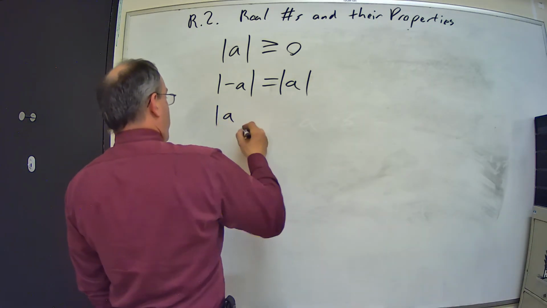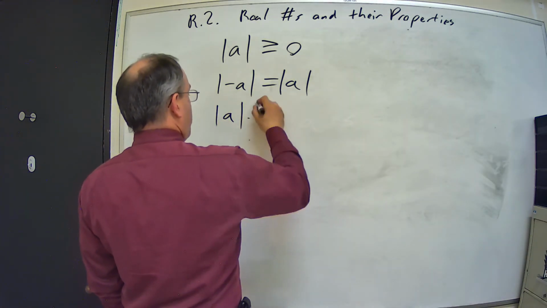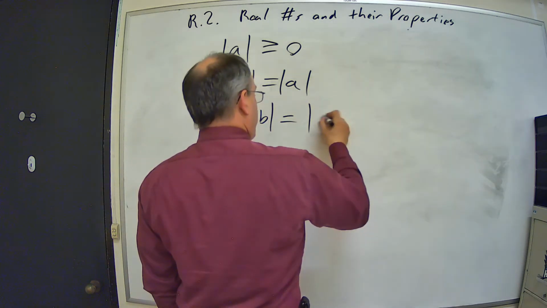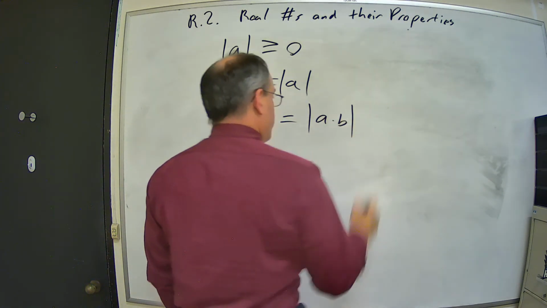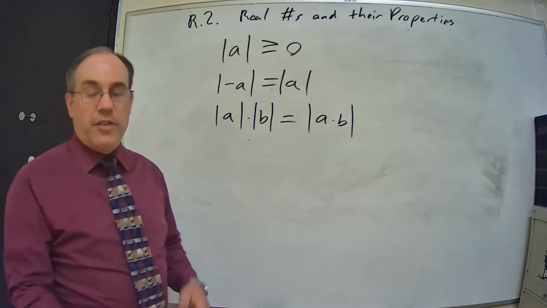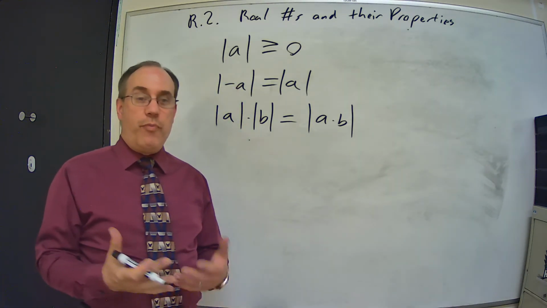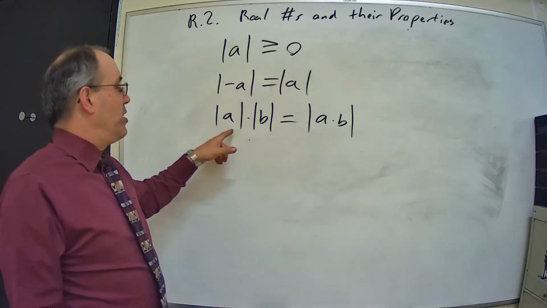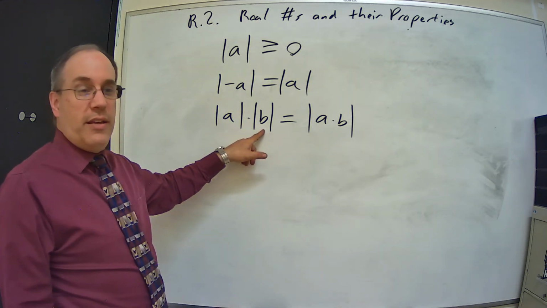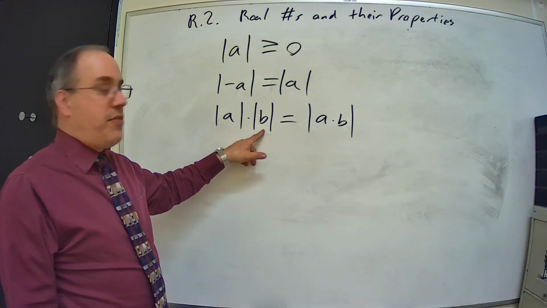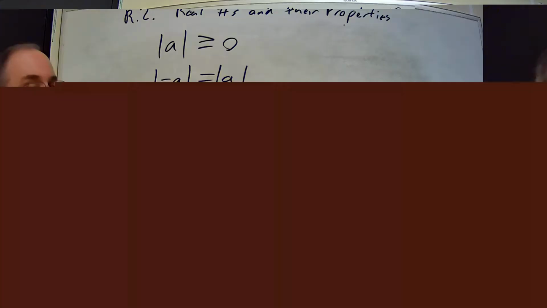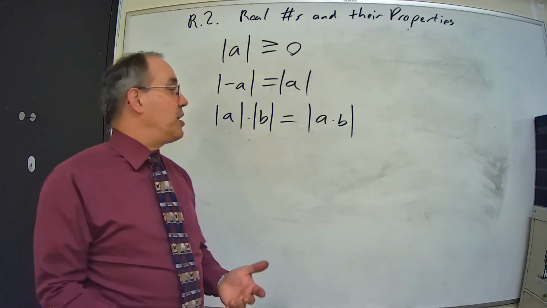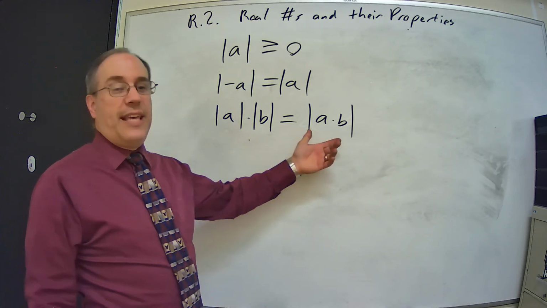The absolute value of A times the absolute value of B is equal to the absolute value of A times B. It doesn't matter whether A and B are positive or negative, because we know that when you multiply two numbers, if they have the same sign, the result is going to be positive. If they have different signs, the result is going to be negative, but we're taking the absolute value.